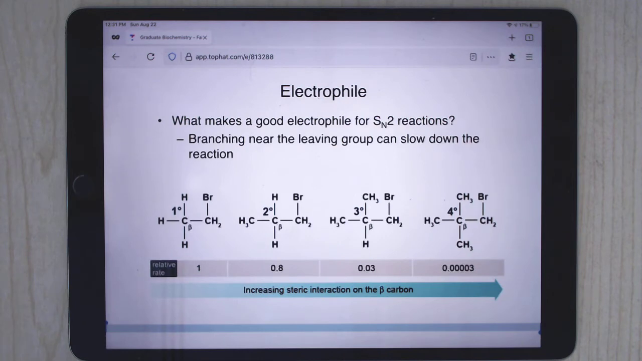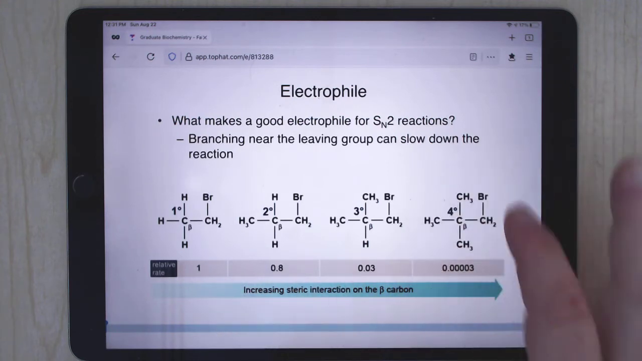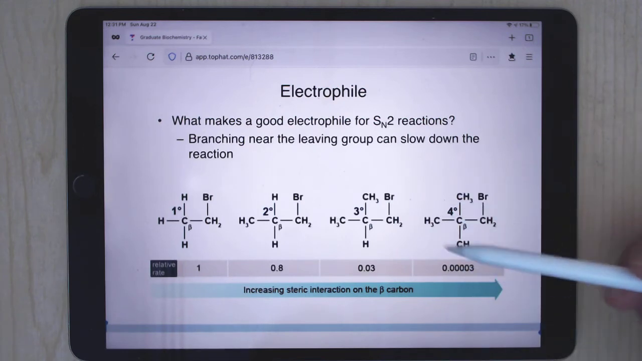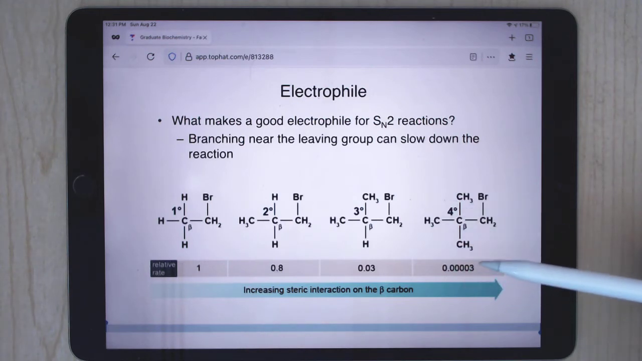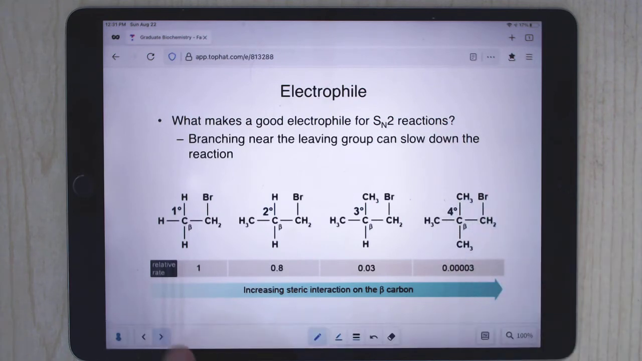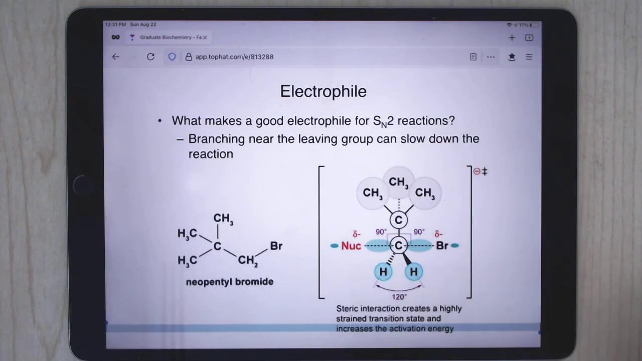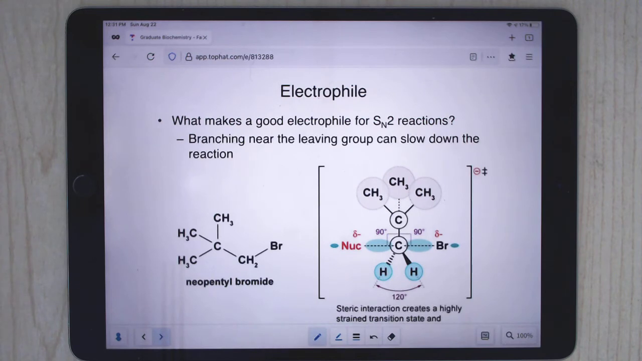Now you have to be careful because all of these are actually primary halides, right? However, this one is going to be really, really slow because it has this giant t-butyl group here. So even though it is primary, it has a huge group next to it. It's still going to be really slow because it's got to push this giant group out of the way. So it's never as cut and dry as anything in organic chemistry. But in general, primaries are going to be better than secondaries, and tertiaries are never going to work for an SN2 reaction.